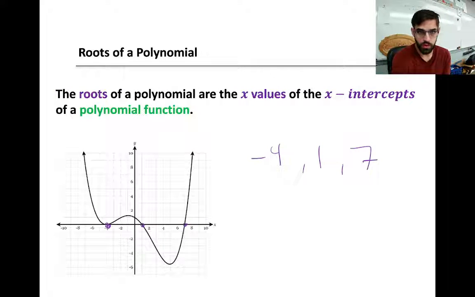So the roots of a polynomial, you can think of them as the x-values, or the x-intercepts, of a polynomial. They're very similar to zeros of a polynomial. We usually talk about zeros from an equation, and we usually talk about roots from a graph. However, they're slightly different.